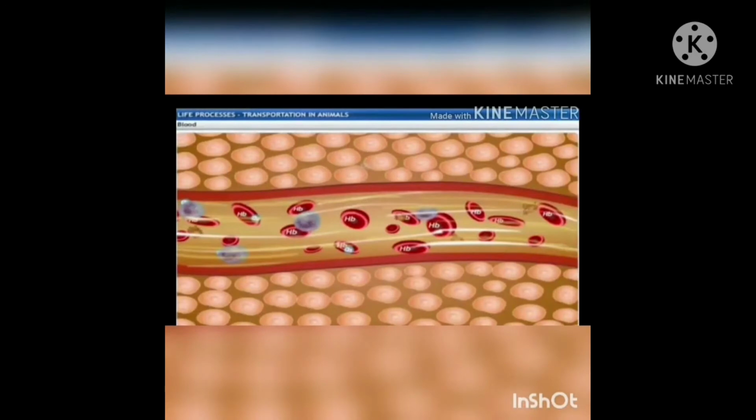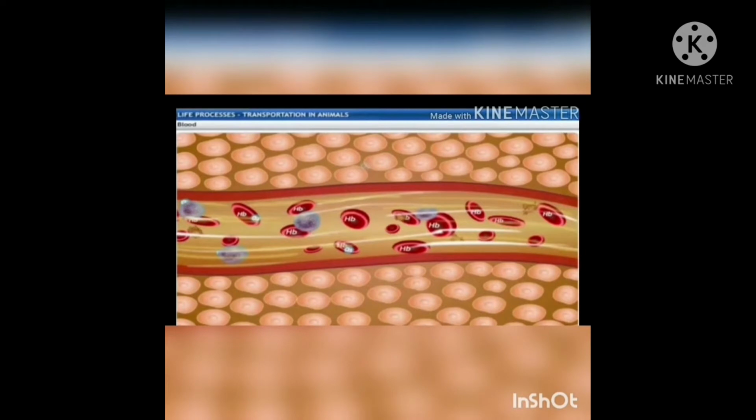It is pale yellow fluid matrix of blood and slightly alkaline. 92% of plasma is water. The rest 8% are proteins, waste products, nutrients, hormones, and inorganic salts. The main function of plasma is transport of absorbed food, carbon dioxide, and nitrogenous wastes. Blood cells form 45% of blood. Blood cells are of three types: red blood cells, white blood cells, and platelets.